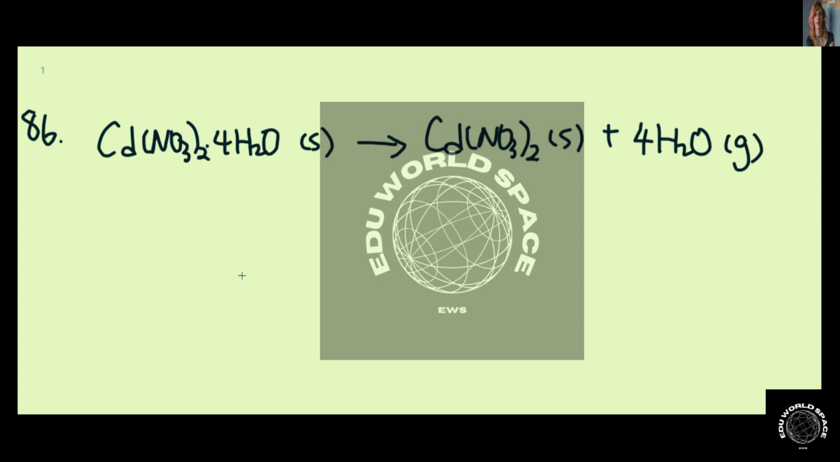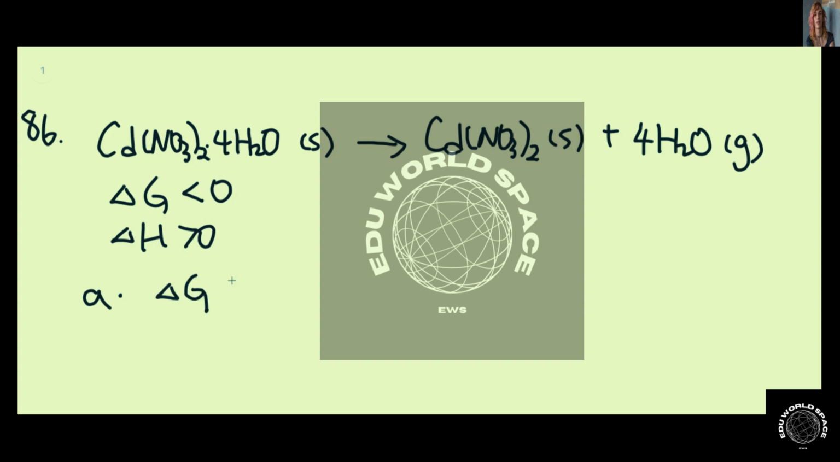So this process is spontaneous, which means the delta G of this process is negative and delta H is positive. So question A, what is the sign of delta S at room temperature?